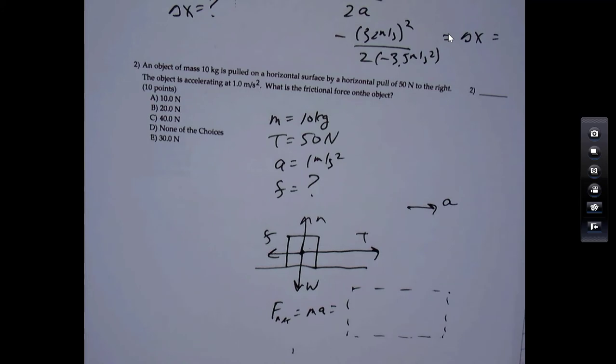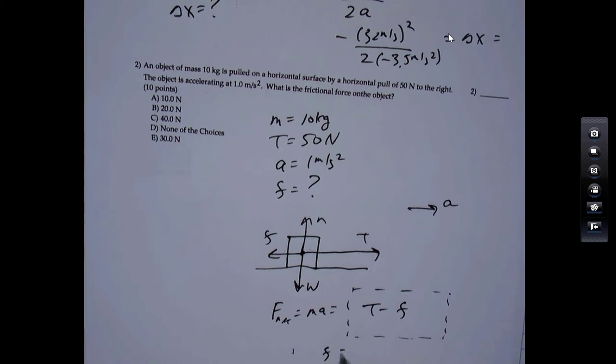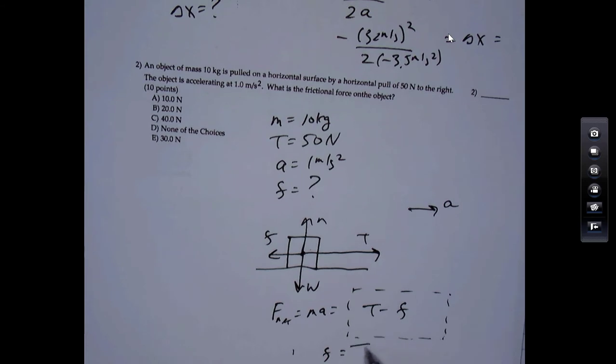Okay, there's my little box. Tension minus frictional force. So do a little bit of algebra. Frictional force then turns out to be, moving this to the left side, ma to the right side, T minus ma.